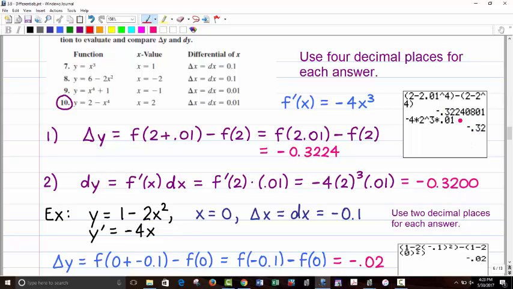And that's pretty close. There's not exactly a rule of thumb for how close you have to be on this, but if you got negative 0.3224 here and you get like negative 6 point something, you were way off. So there's no exact definition of how close it should be.